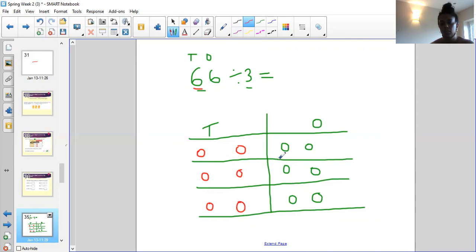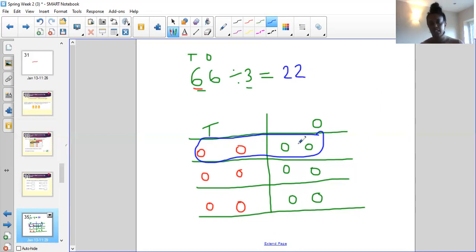So what will our answer be? We just have to look at the first row up here to find out what our answer is going to be. So the answer is 10, 20, and there's 2 ones, so 22. So 66 divided by 3 equals 22. Can you guys see how we've split it out?